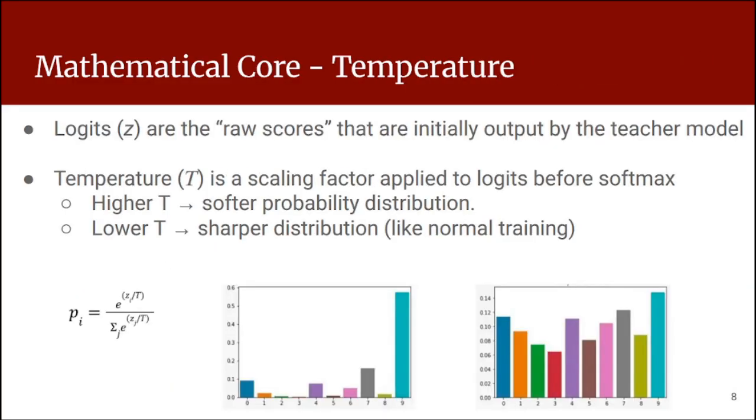The next mathematical concept we're going to talk about is temperature. In a distillation model, logits are the raw scores that are initially put out by the teacher model. Temperature is going to be a scaling factor that we apply to those raw scores. And we have the equation down there on the lower left-hand side. So you can see kind of the difference in the two bar graphs here. The left is a lower temperature and the right is a higher temperature. Temperature controls how soft or how informative the teacher's outputs are.